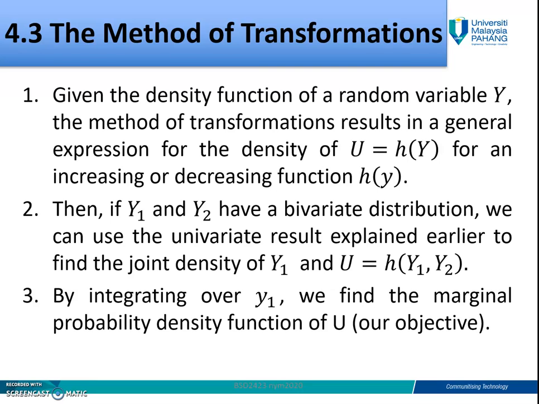now you use transformation. So given the density function of a random variable Y, the method of transformation results in a general expression for the density of U equal to h(Y), a function of Y. If you remember in our previous video, you have done this for the last example, but that one is using distribution function. So the density of U equal to h(Y), for an increasing or decreasing function h(y).